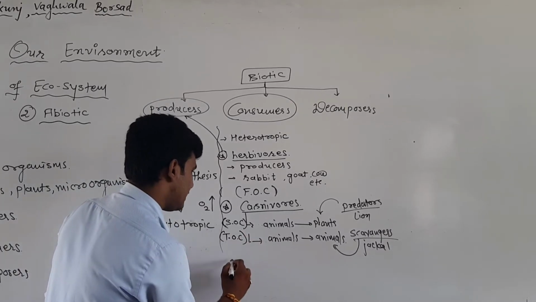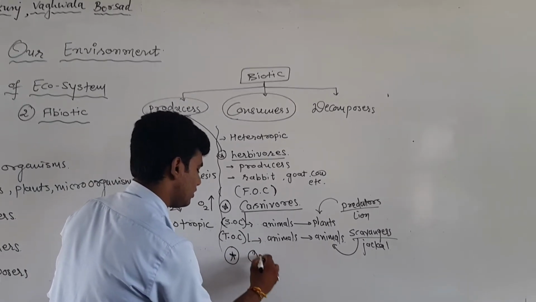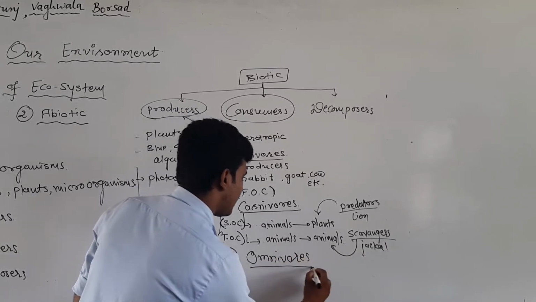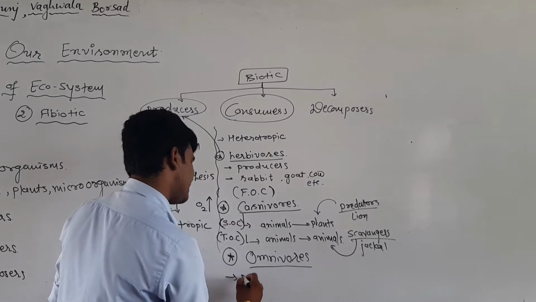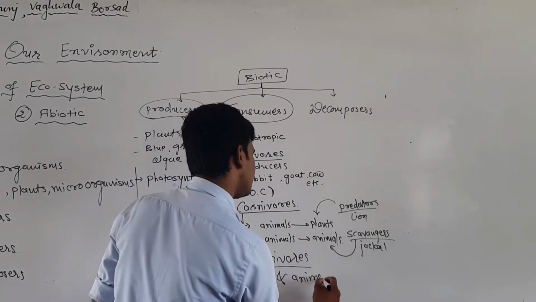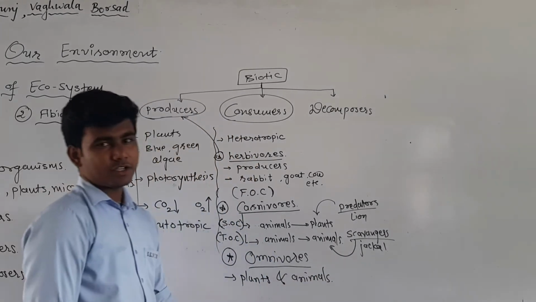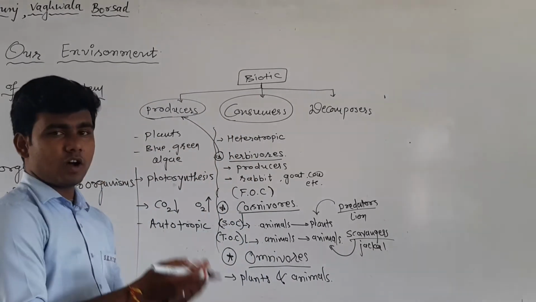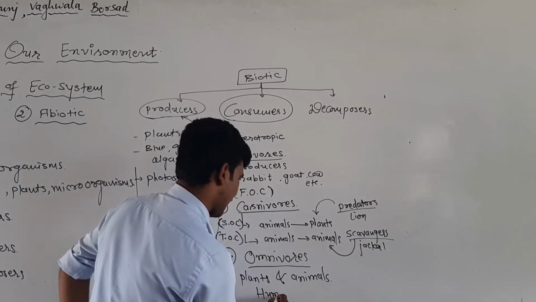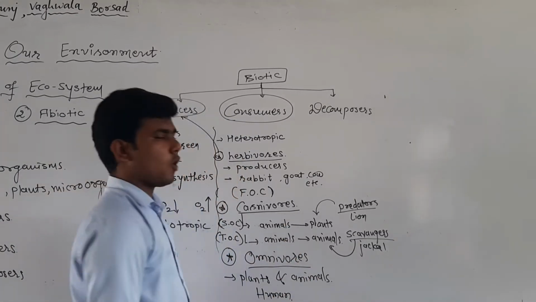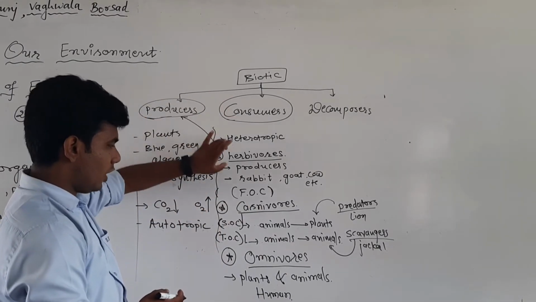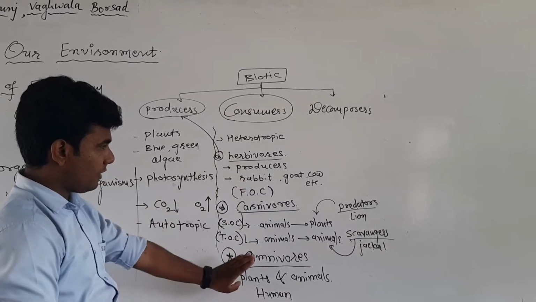Now, the another one is omnivores. Now, what do you mean by omnivores? Omnivores depend on plants and animals both, right? So they can take plants or animals as their food. That will be omnivores. Like humans are the best example of omnivores, right? So this way in consumers we will have herbivores, carnivores and omnivores.